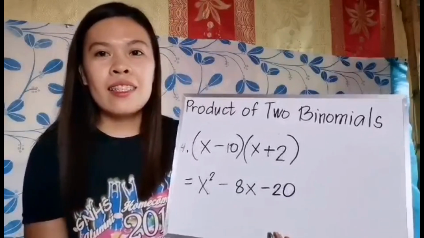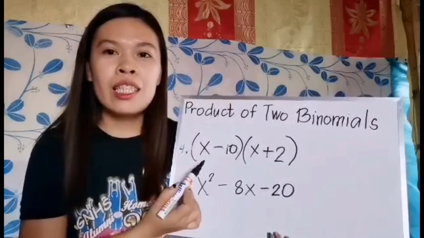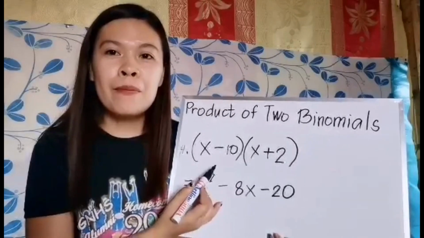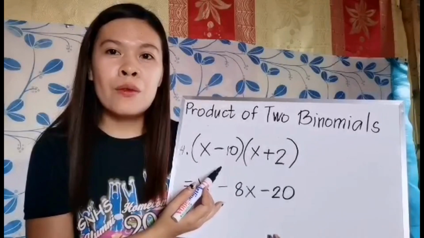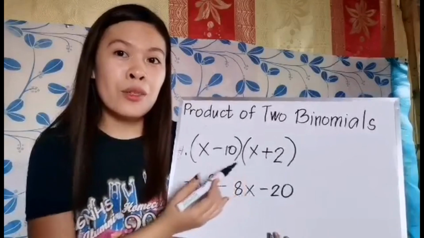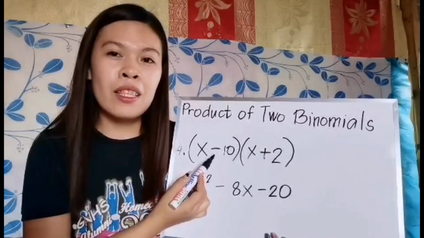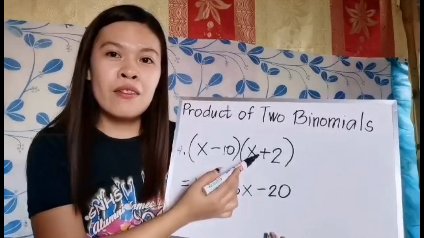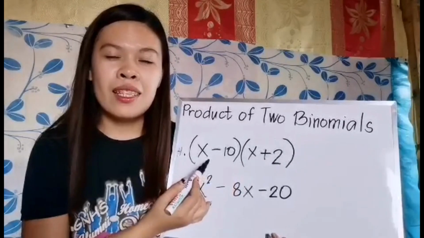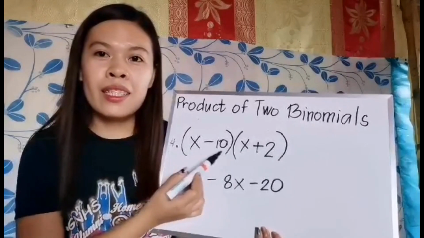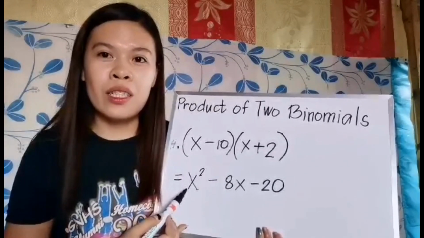For our last example, I'll give you x minus 10 times the quantity of x plus 2. Same pattern that we have in our third example. We have 10 and 2, but I just changed the signs. Kanina, this is positive, this is negative. Now, this is negative and this is positive. Same pattern. Get the product of the first terms. x times x, that is x squared.